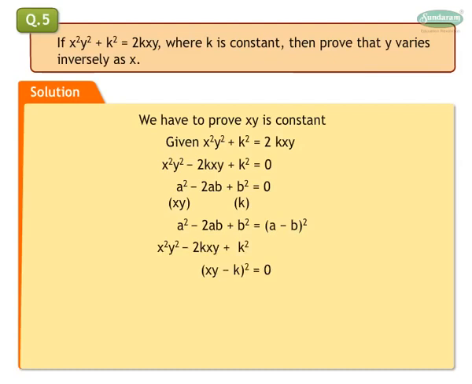Taking square root from both the sides, we get xy minus k is equal to 0. Hence we get xy is equal to k, which is constant. Students, we have proved that xy is constant, so y varies inversely as x.